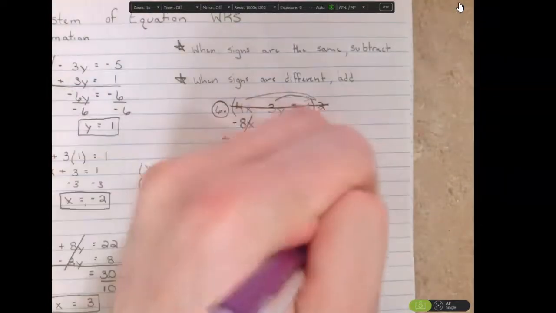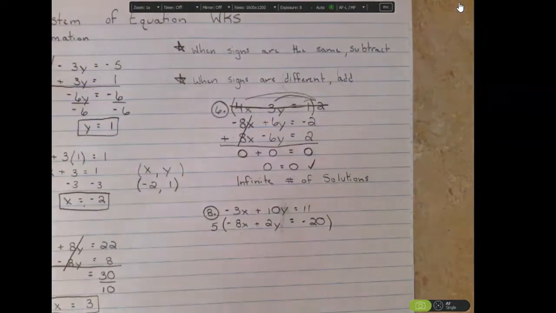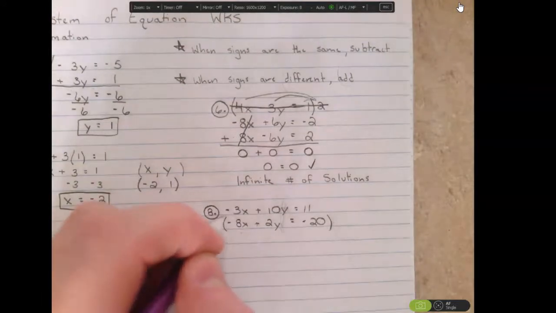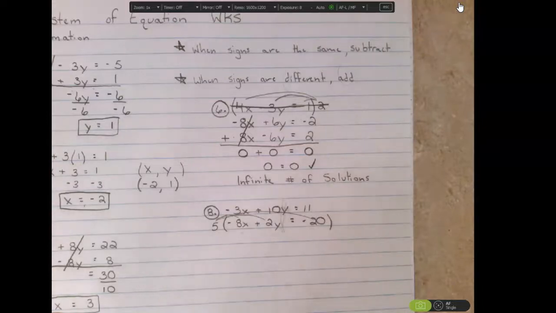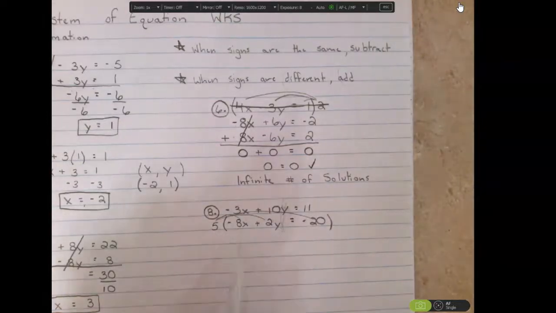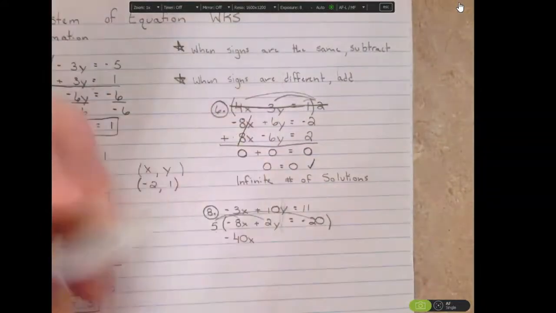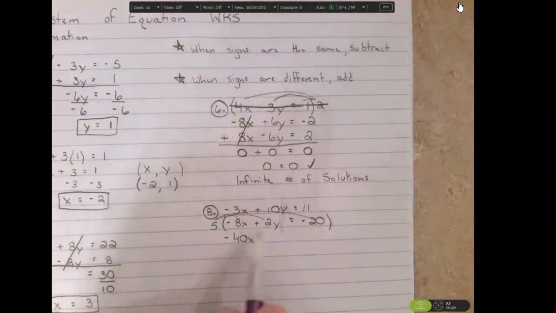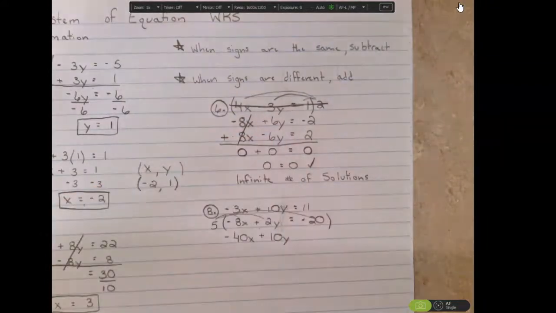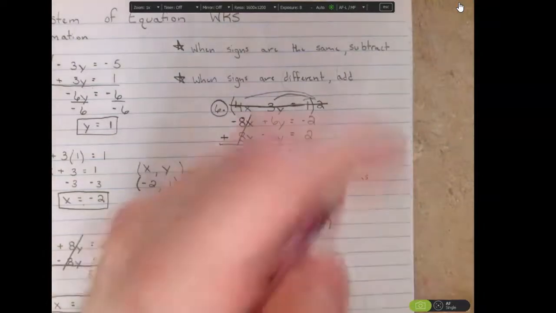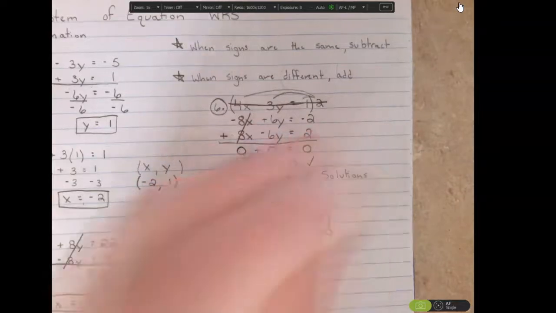So I'm going to multiply this entire equation by 5. I'm going to just distribute it in, just like we did in the last one. Make sure you multiply it to all the pieces. So 5 times negative 8 is equal to negative 40x. 5 times positive 2y is going to be equal to positive 10y. And then 5 times negative 20 is equal to negative 100.